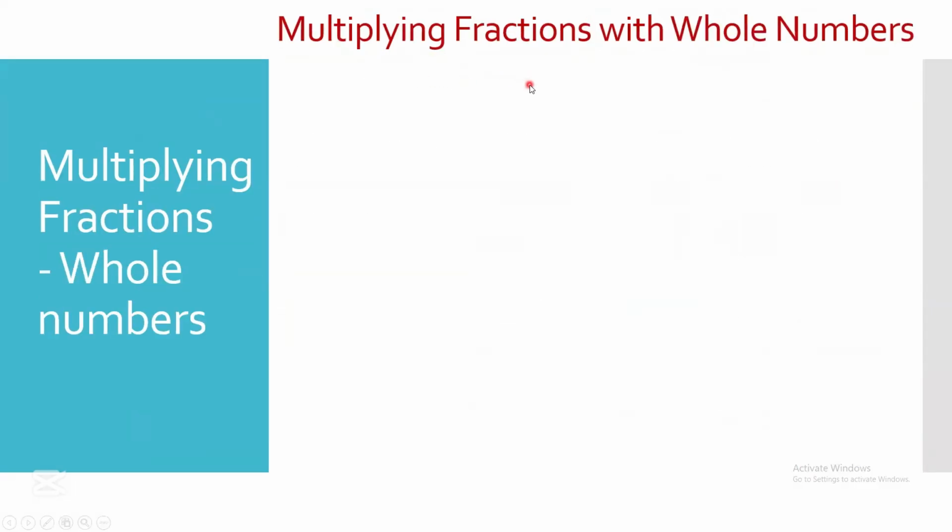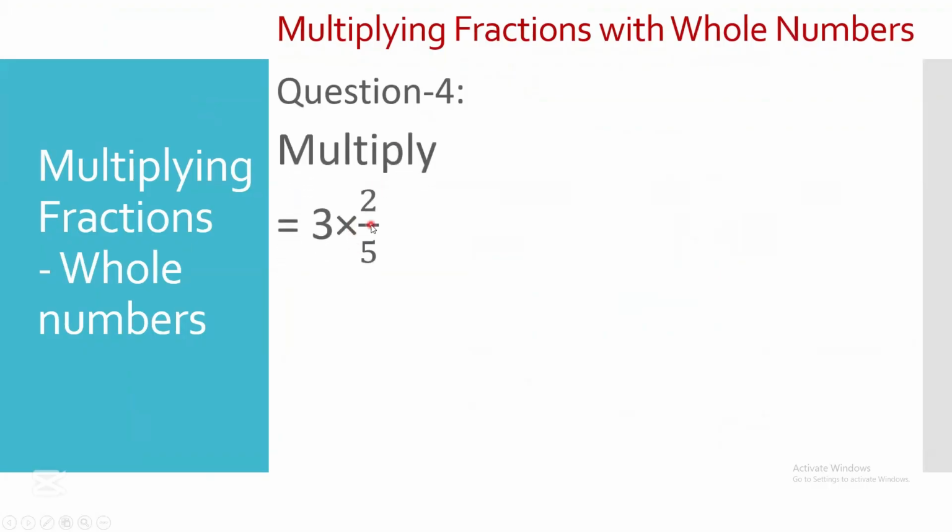Now multiply fractions with whole numbers. So see question number 4. Multiply 3 multiply 2 by 5. 3 is a whole number, an integer. So you can write it like 3 by 1, because there's always 1 down. Multiply 2 by 5. Now check, they cannot cut up and down. So multiply 3 with 2, 6, down 5 ones are 5. It is an improper fraction because 6 is greater than 5. So make it a mixed fraction, 1 whole 1 by 5.